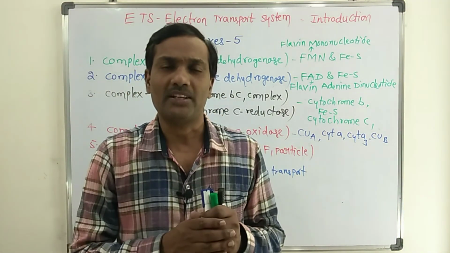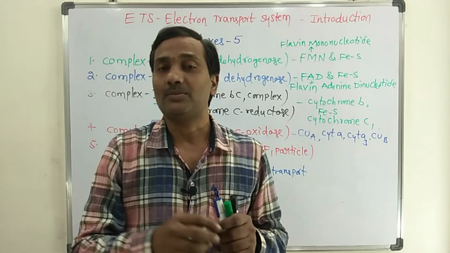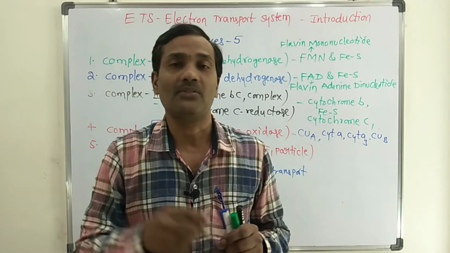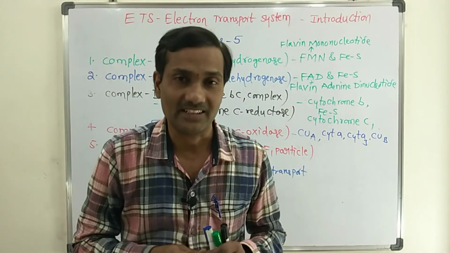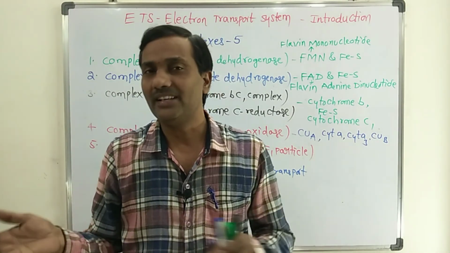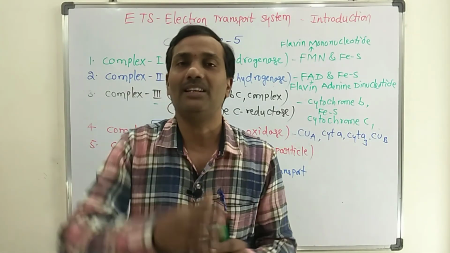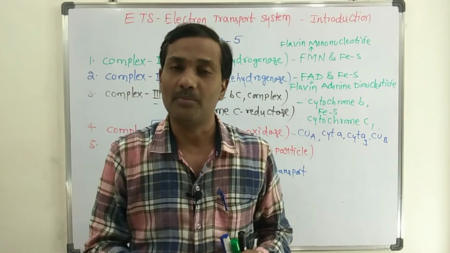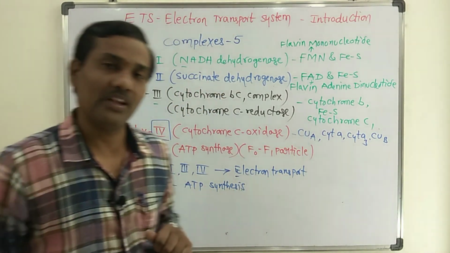These 5 complexes help in the ETS mechanism for oxidation of NADH and FADH2, which are formed in the link reaction and Krebs cycle. Finally, NADH H plus and FADH2 ultimately help in formation of ATP because of the involvement of all these 5 complexes.